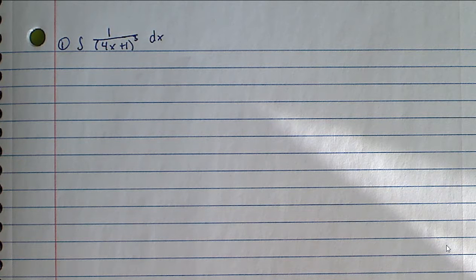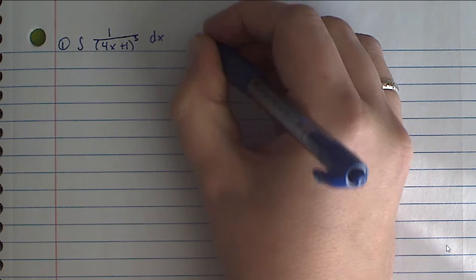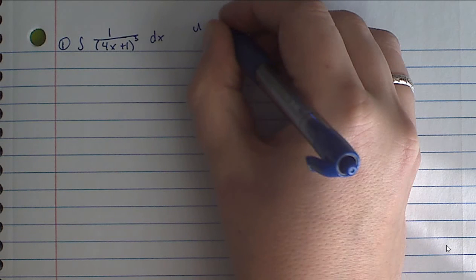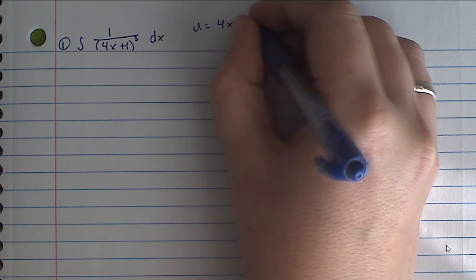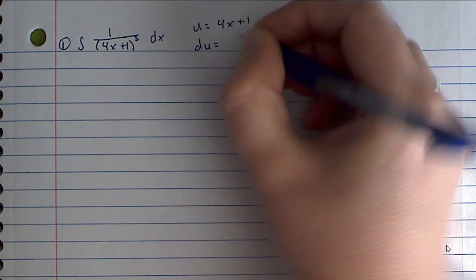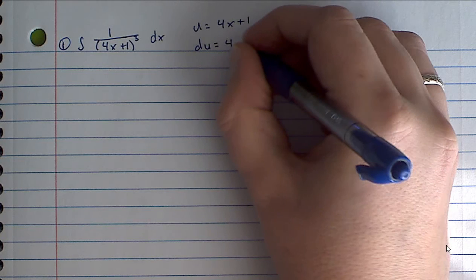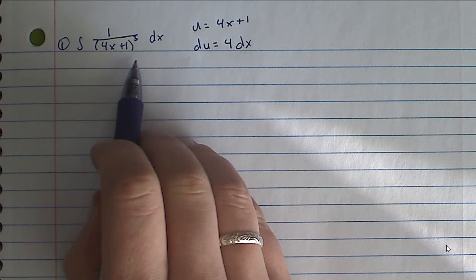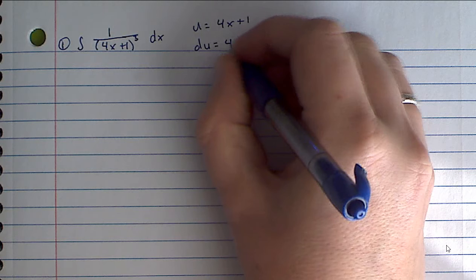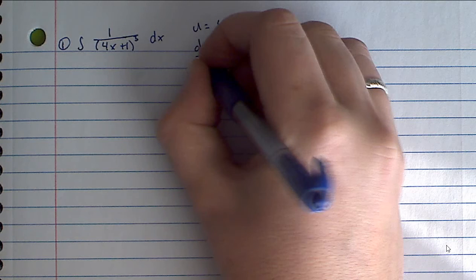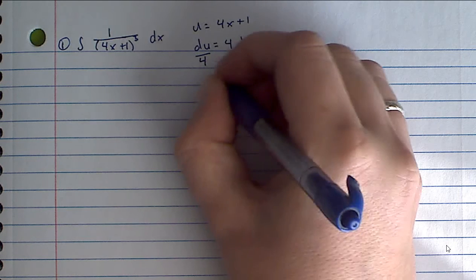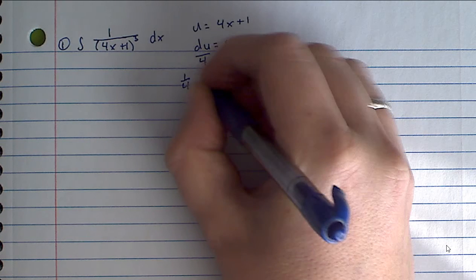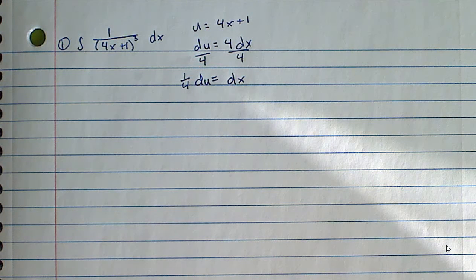Okay, so the most inside bit is going to be what you're going to do for u. So in this case, what should be a good idea for u? 4x plus 1? And then what would du be? 4 and then dx. Now there isn't a 4 dx anywhere in here, so we have to solve for dx, so we'd have to divide both sides by 4. So we have that plain old dx is equal to 1/4 of du. Right?